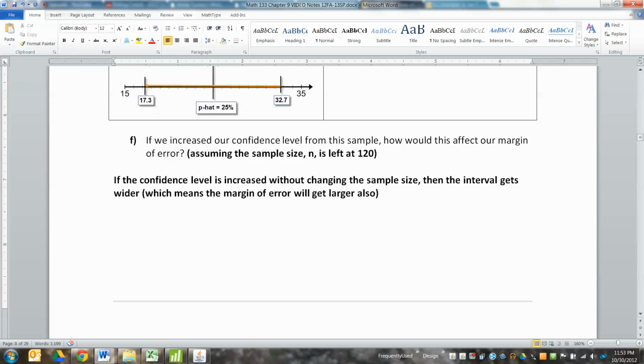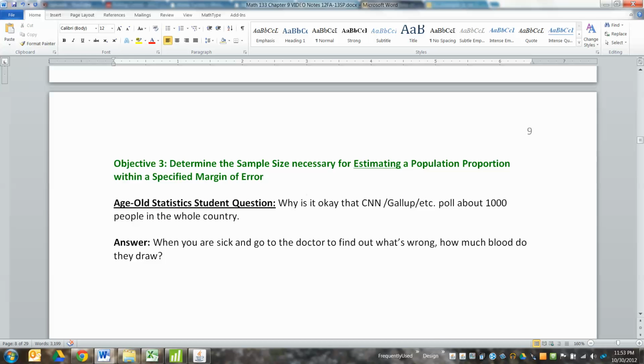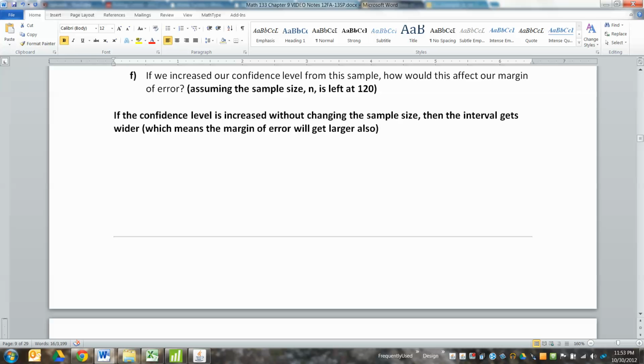All right, we're done with that section, and we will move into Objective 3, determining the sample size needed. I'll see you back here for that.